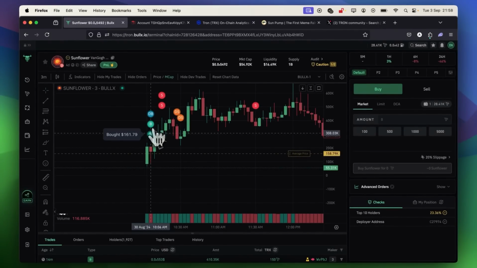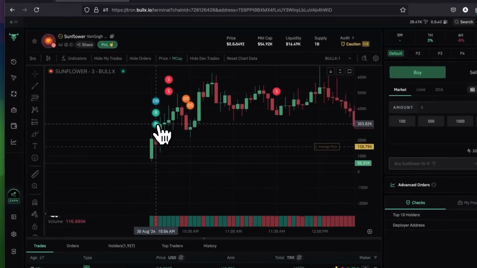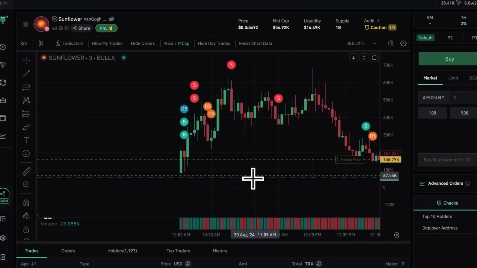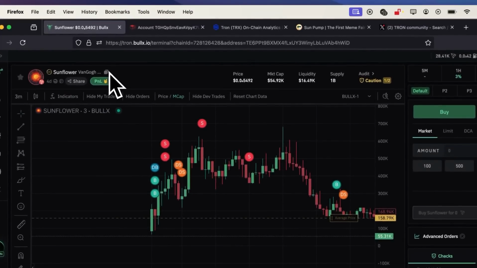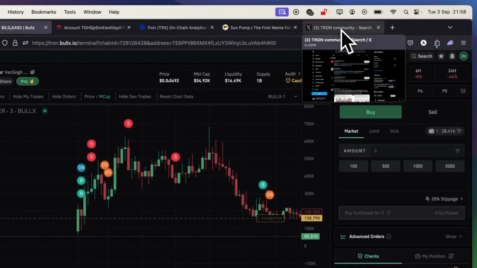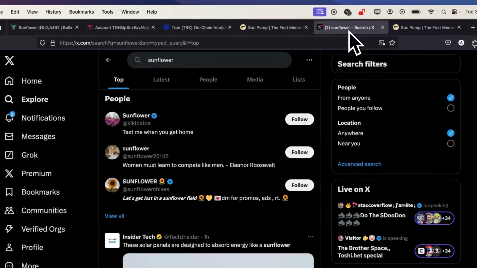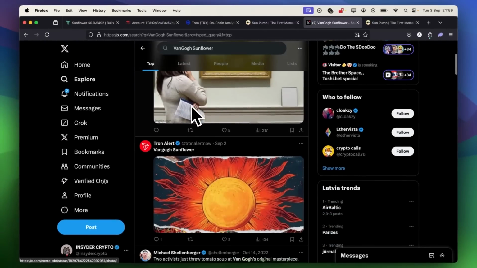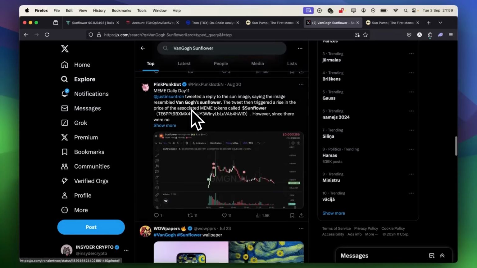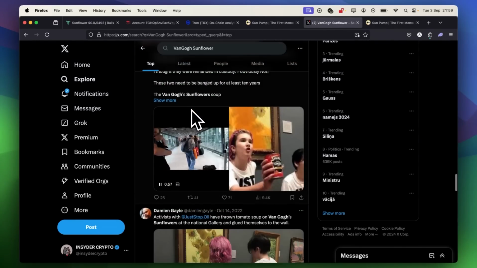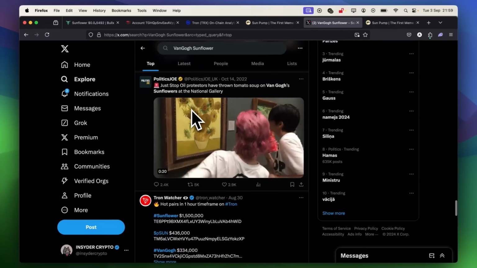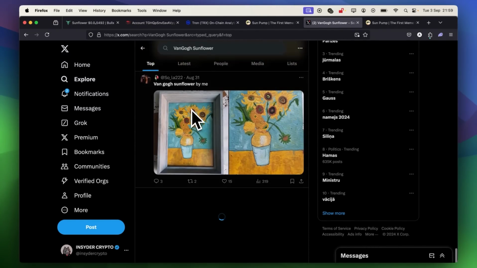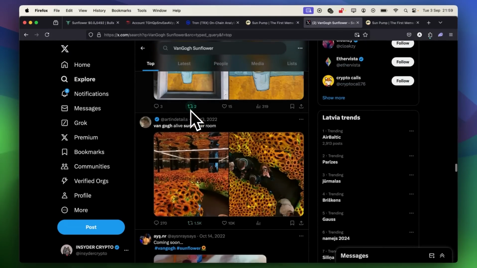I made the first buy for a smaller amount, right here for $160. And instantly I was thinking to myself, why is it pumping so hard? What's going on here? I copied the contract address, I pasted it into Twitter, found nothing. So I typed Van Gogh Sunflower, the name of the token, into Twitter, and basically what I saw was there was an account that had posted about the Van Gogh sunflower. I can't find it right now, but what I saw was a reply from Justin Sun.